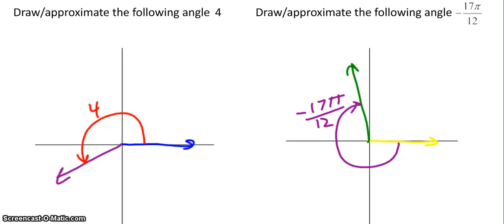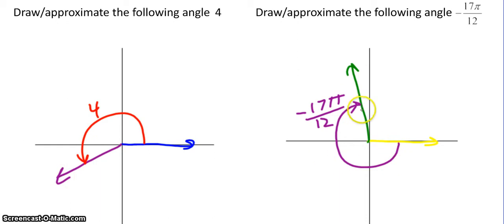Okay, so hopefully your pictures look something like this. Again, these are complete approximations, so if it's not exactly like this, that's okay, as long as the initial and terminal side are close. Well, the initial side should be exact. The terminal side should be relatively close. I know that halfway around a circle is pi radians, which is 3.14. 4 is a little bit larger than that, so it's going to be somewhere here in the third quadrant.